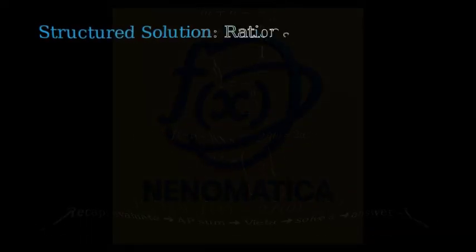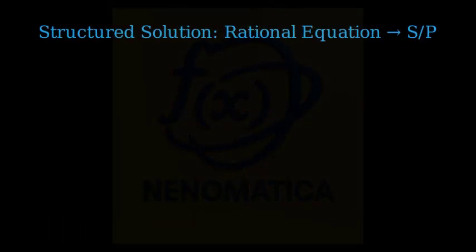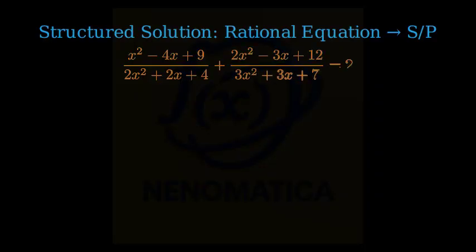In this lesson, we will follow a structured algorithm to solve a rational equation, and then compute the ratio s over p of the roots. The problem on screen is the one we will solve step by step without changing the order of steps. Step 1 in the algorithm. Verify that denominators never become 0.